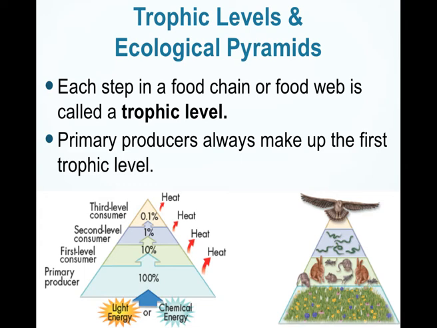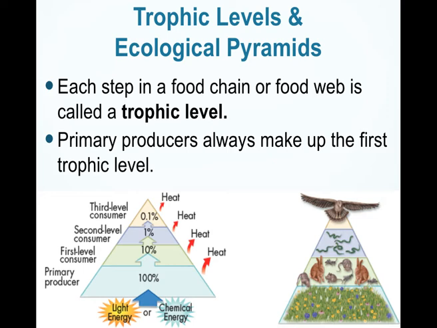We can show the different levels in our food webs and our food chains in something called an ecological pyramid. Those steps in a food chain or a food web are called trophic levels. A primary producer is always at the base of the food chain. They are always at the base of the pyramid. They make up the largest amount of organisms that we have. They have the most amount of energy available because they get their energy directly from the sun.